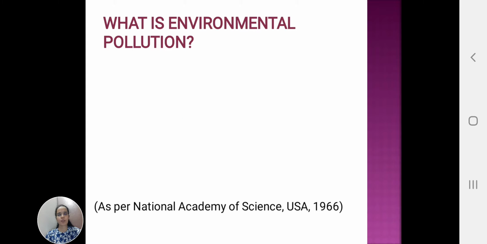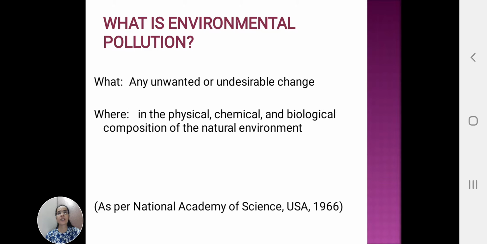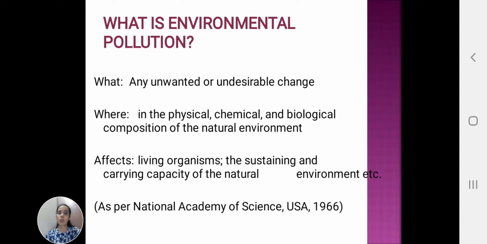What is environmental pollution? A very simple thing, and it is defined as any undesirable or unwanted change in the environment which affects the physical, chemical, and biological composition of the natural environment and all of its important spheres, that is, air, water, and soil. It also affects the living organisms, including humans, plants, animals, and other organisms, and the sustaining and carrying capacity of the natural environment is also disturbed.